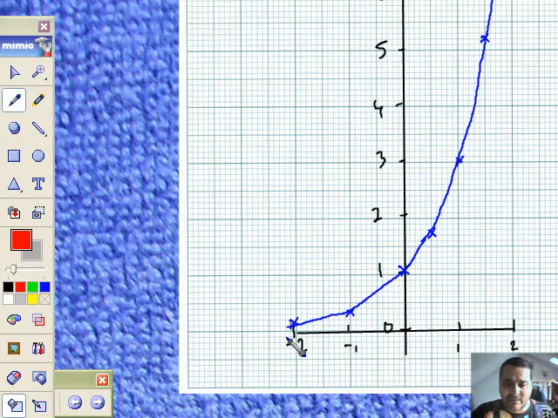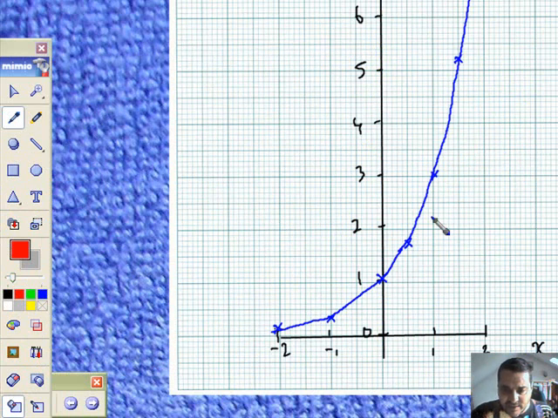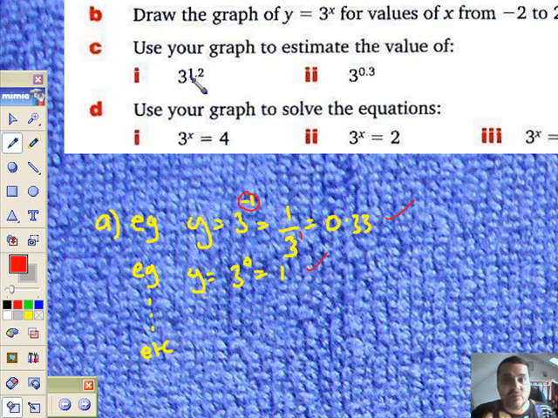Look at it take off, isn't that lovely? Look at that beautiful curve. I didn't draw it brilliantly, but look at it, it's taking off already. And there's your 3 squared is 9, there's your 3 to the power of 1 is 3, your 3 to the power of nothing is 1. So it all makes sense mathematically, and the shape makes sense as well. Y equals 3 to the power of x. Stunning little graph. Now we're going to read off it.